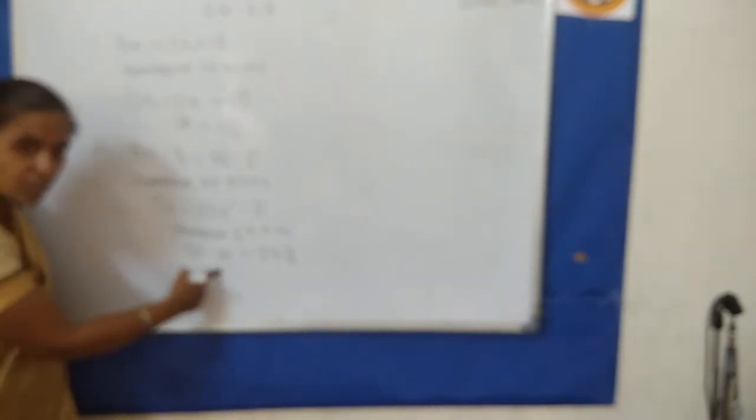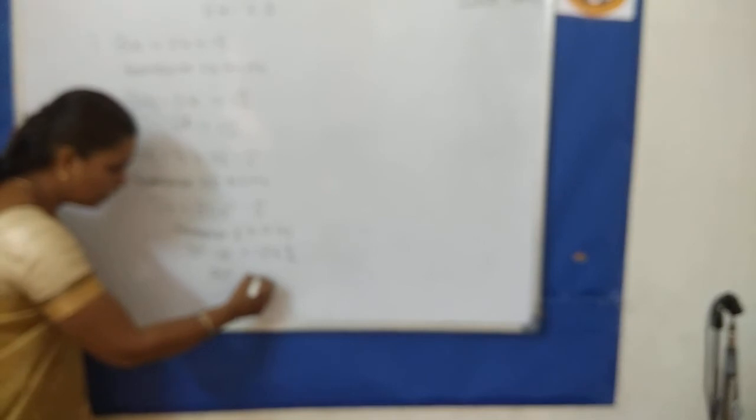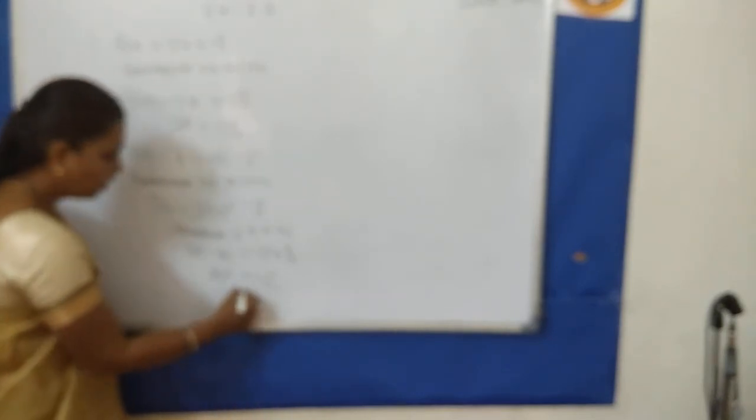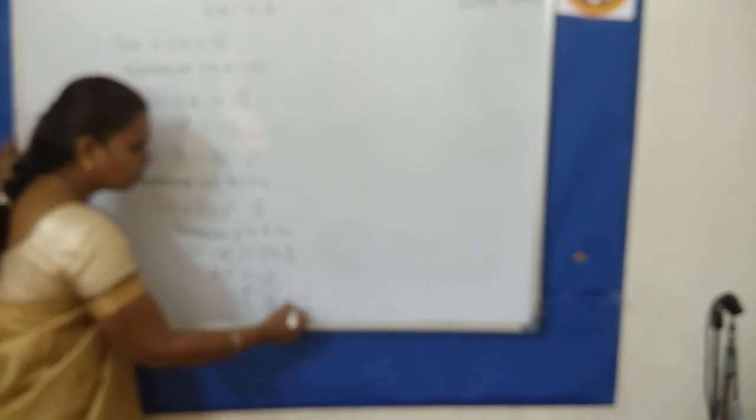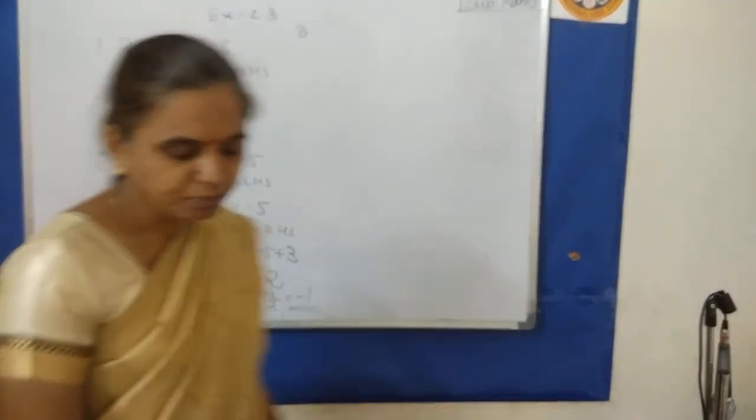This minus 3 becomes plus. So 5 minus 3, that is equal to 2t, and minus 5 plus 3, that is equal to minus 2. So what is the solution here? Therefore, t is equal to minus 2 upon 2, that is equal to minus 1 is the solution for this equation.